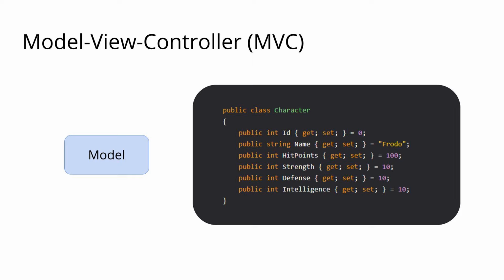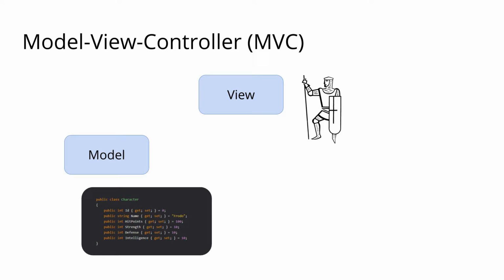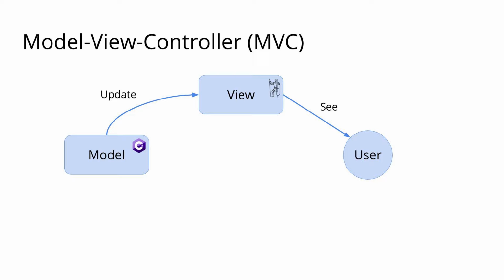That's where the view comes in. The user probably wants to see a representation of the character in HTML, plain text, or amazing 3D graphics, depending on your game. In other words, the view is the user interface, or UI. To sum these two up, the model updates the view and the user sees the view. If the model changes, let's say our character gets another skill or its hit points decrease, the view will change too. That's why the model always updates the view.